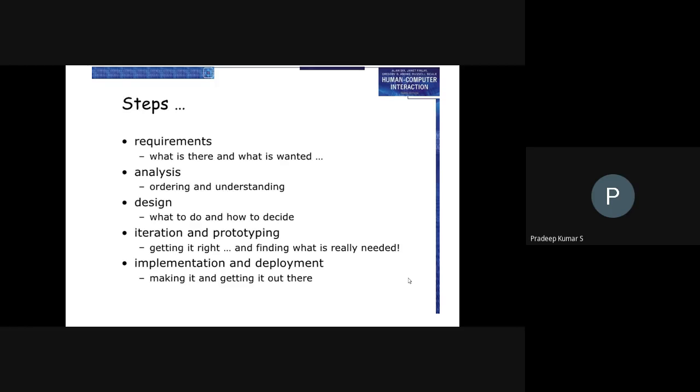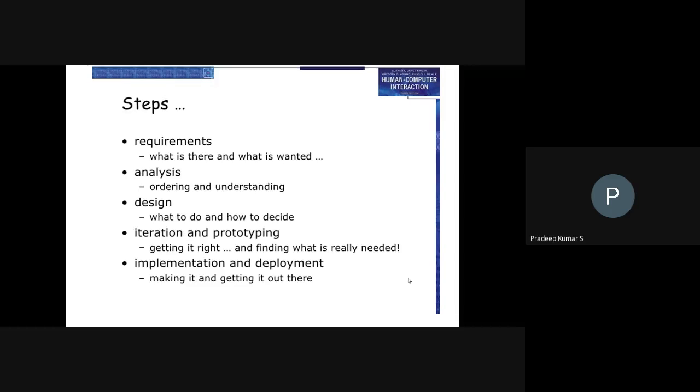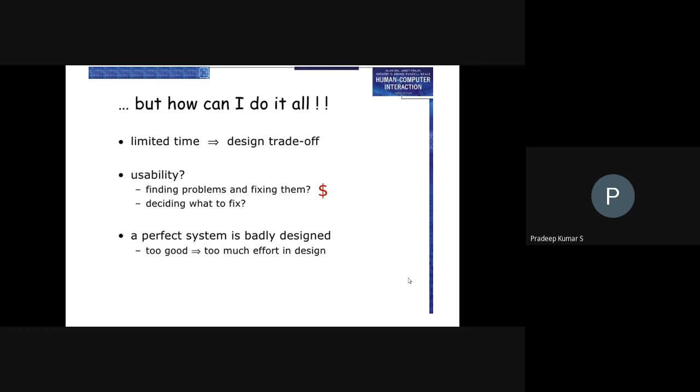That is the implementation deployment. Those are the steps taken into account: requirements, analysis, design, iteration, prototyping, and implementation deployment. So here I have told the requirements, but how can I do it? Limited time, design trade-off, usability, finding problems and fixing them, deciding what to fix. Where the perfect system is badly designed, that is too bad, with too much effort in design. Too good, we have to put much more effort in design. Thorough iteration has to take place.